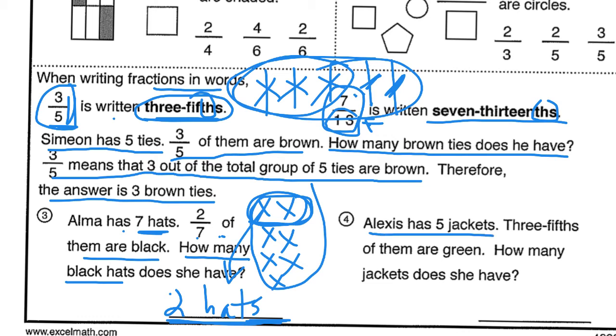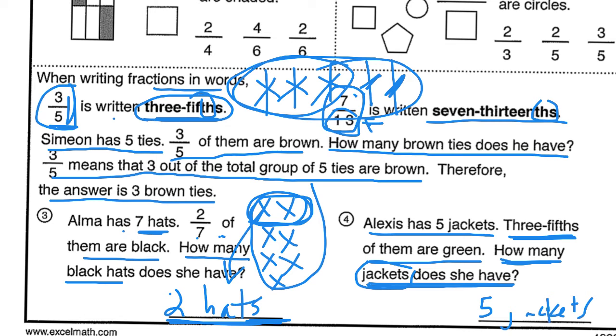Alexis has 5 jackets. 3/5, oh, they wrote it in words there, of them are green. How many jackets does she have? Did you write 3 green jackets? You didn't read the question. This is a trick question. Excel loves tricking kids. Are you one of those kids that got tricked? It says how many jackets, not how many green jackets. So if you wrote 3 green jackets, erase it and change it to 5 jackets.